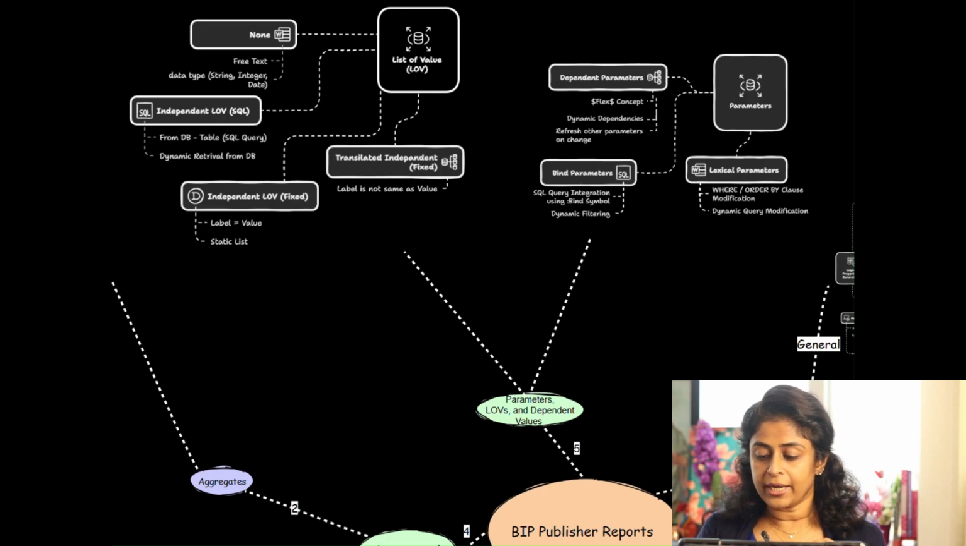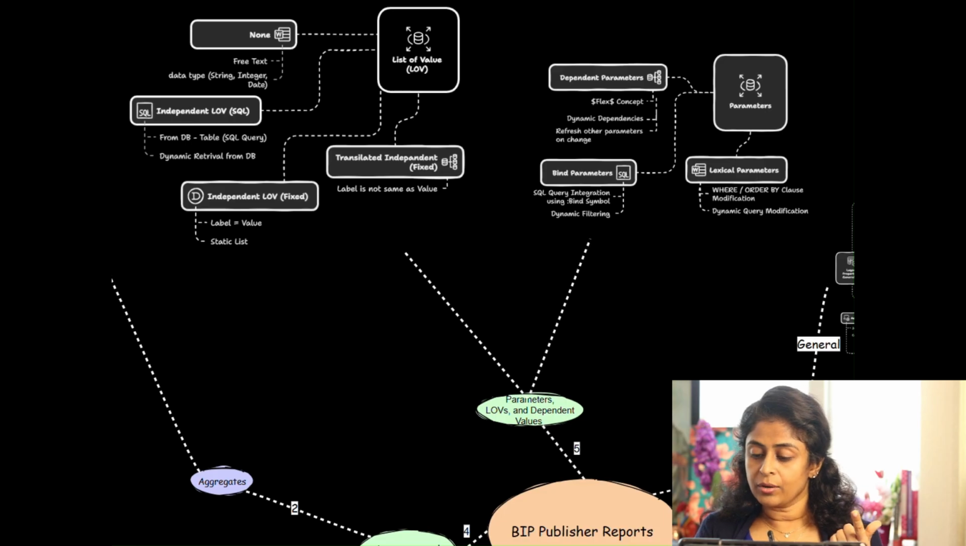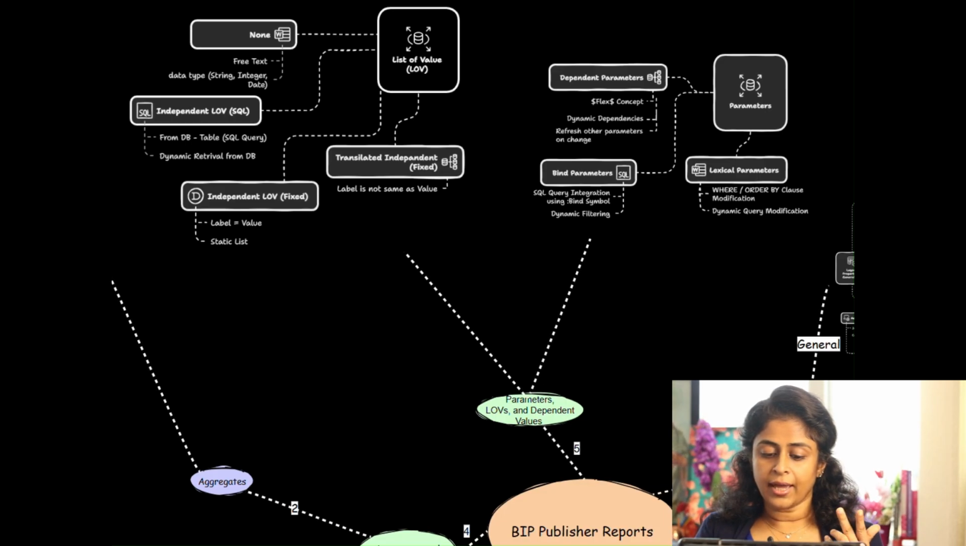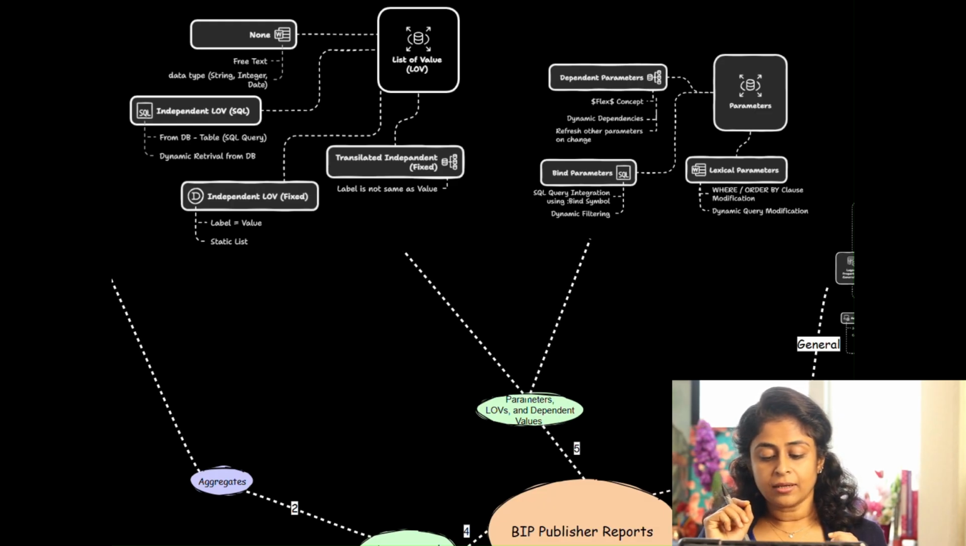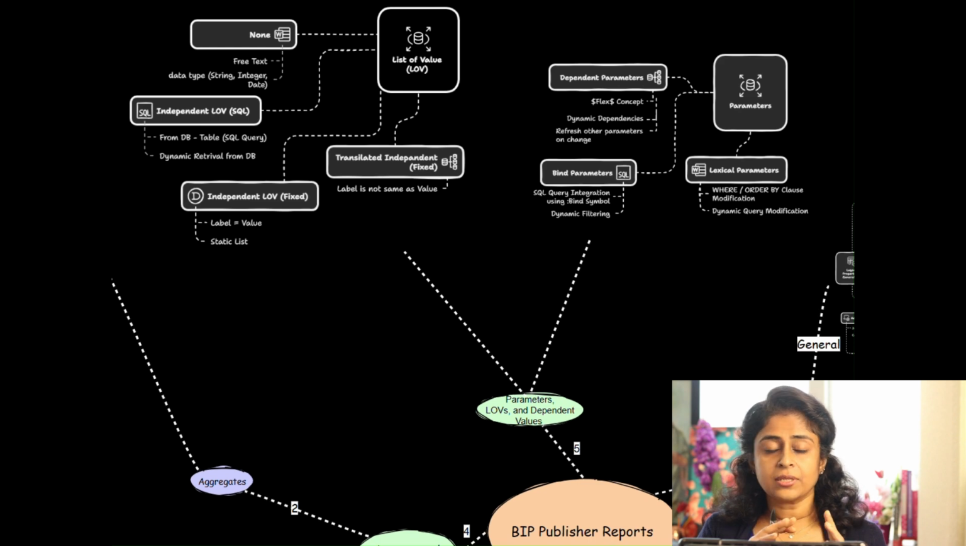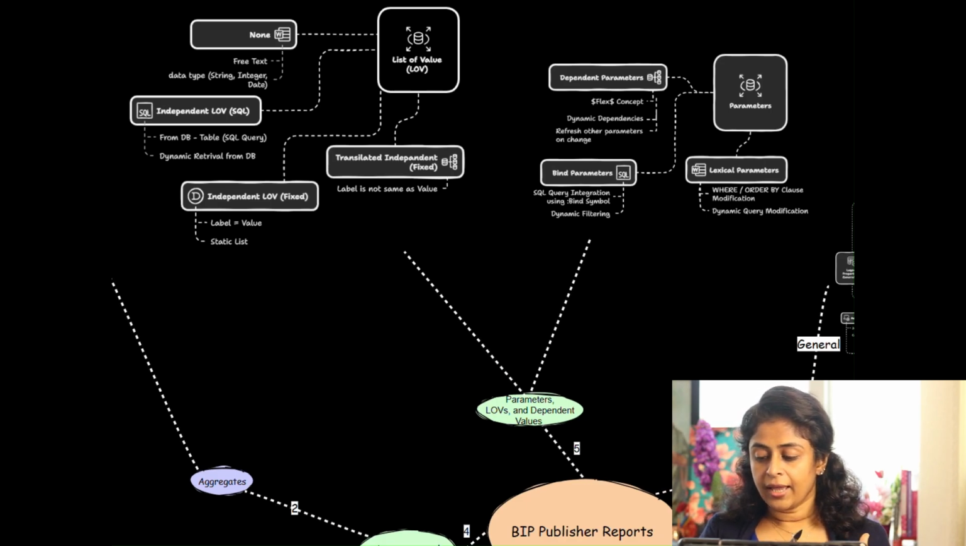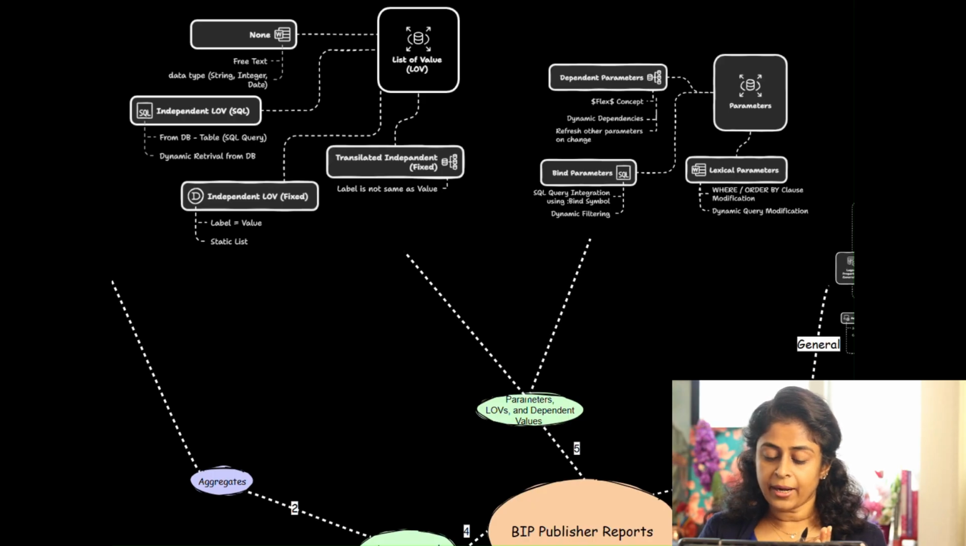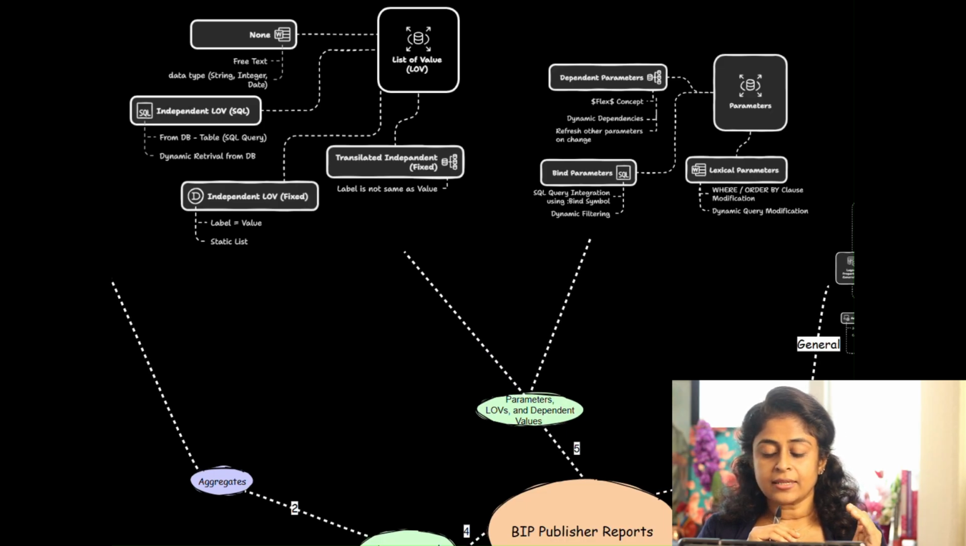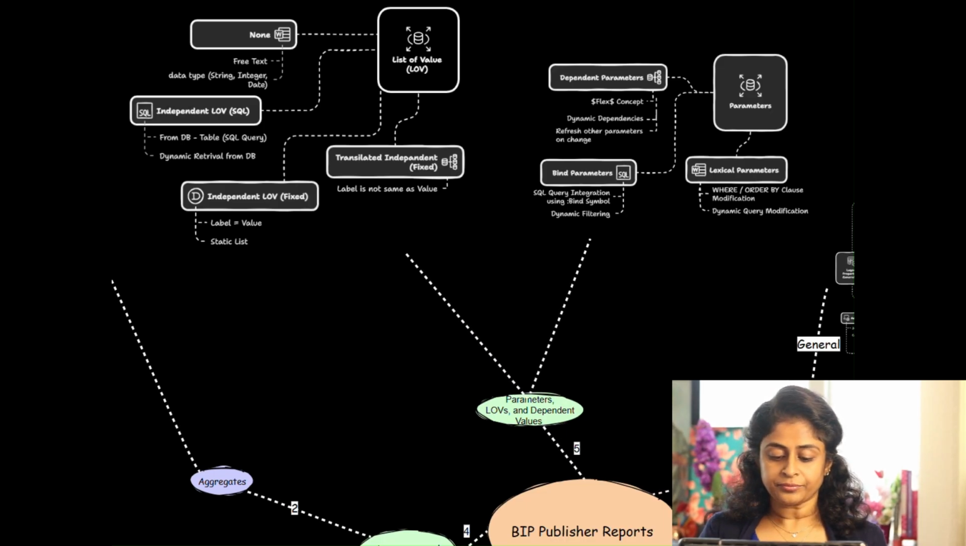You have four main types: non-independent LOV, SQL-based LOV, and translated independent LOV. The dependent parameters work like Oracle Apps $FLEX$ concept, allowing dynamic dependencies between the parameters, and enable refresh other parameters on change needs to be enabled. This will create these cascading relationships.